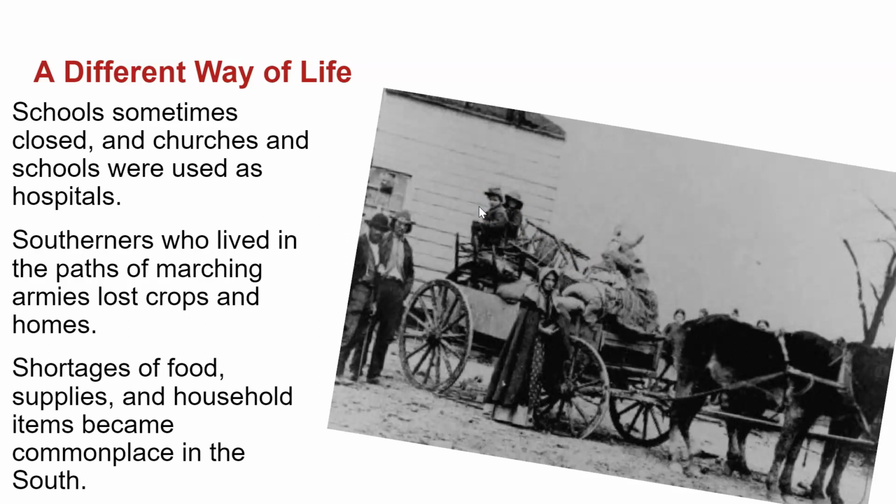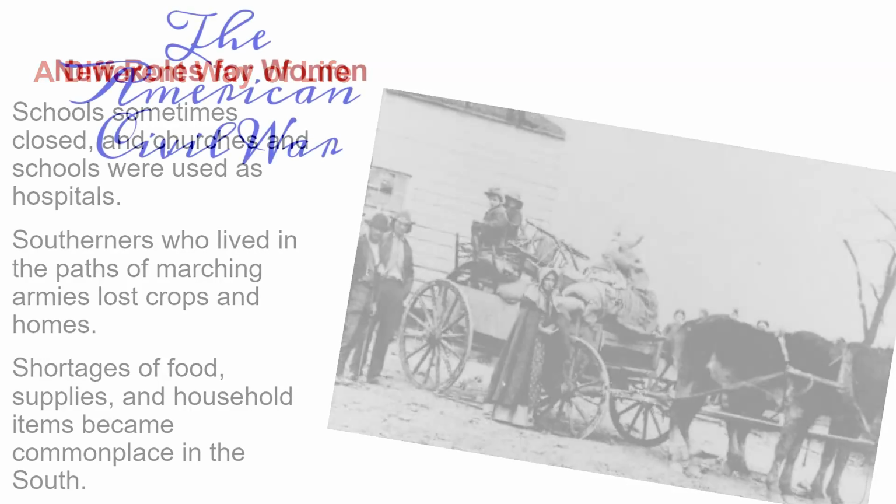One of the things you start to see as an impact of the Civil War, especially in the South, is that shortages of food and supplies were very common. Even some household and commonplace items became very scarce in the South and in the Confederacy. So you're starting to see how the strategy of the blockade and the Anaconda Plan is going to have its effects on everyday life, especially in the South.